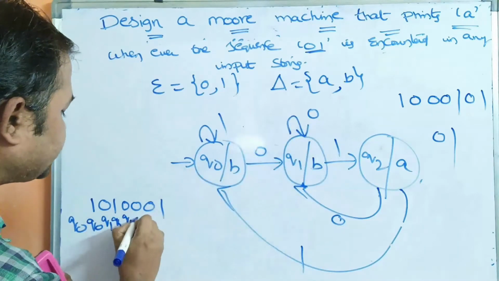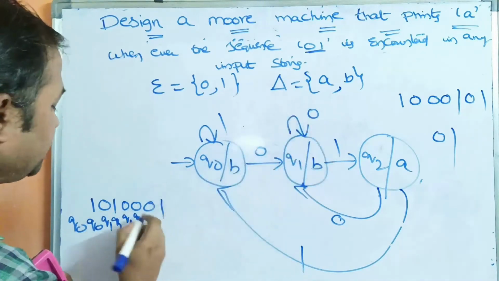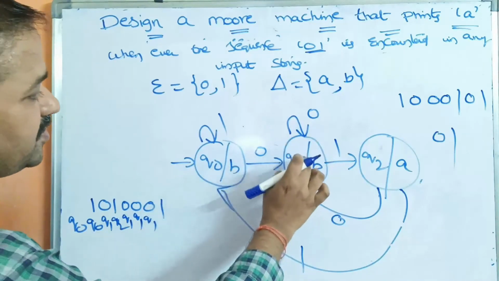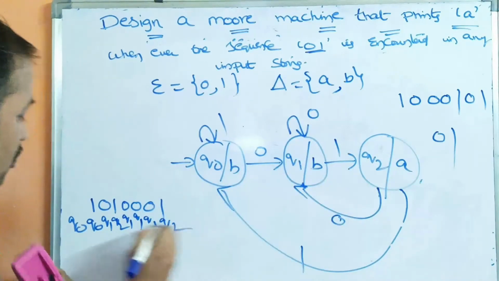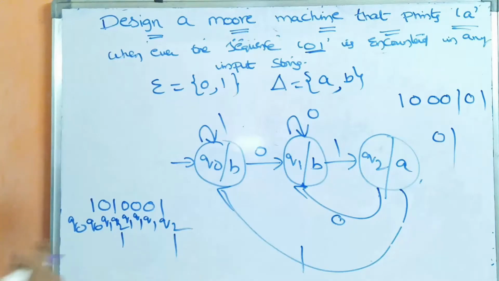Q1 on 0 means Q1. Q1 on 0 means Q1. Q1 on 1 means Q2. The output of Q2 is 1, whereas the remaining states' output is 0 only. Q0, Q0, Q1, Q1, Q1 output is 0 only.